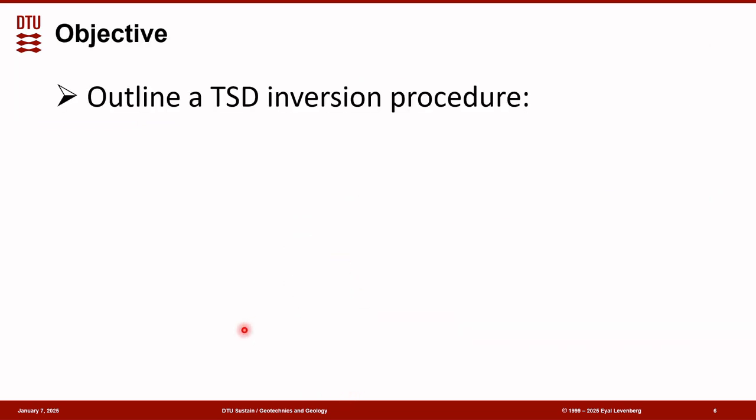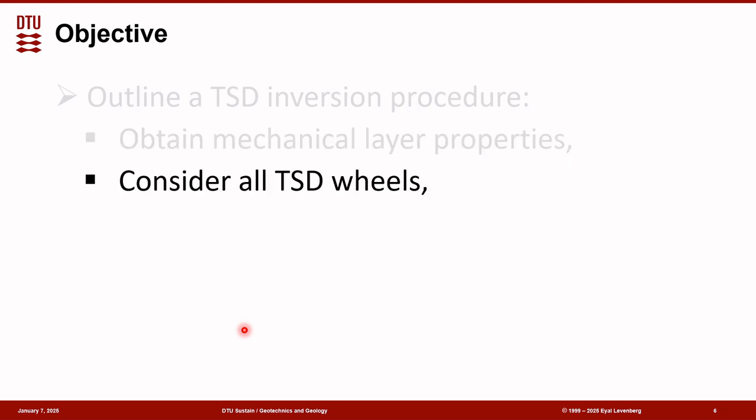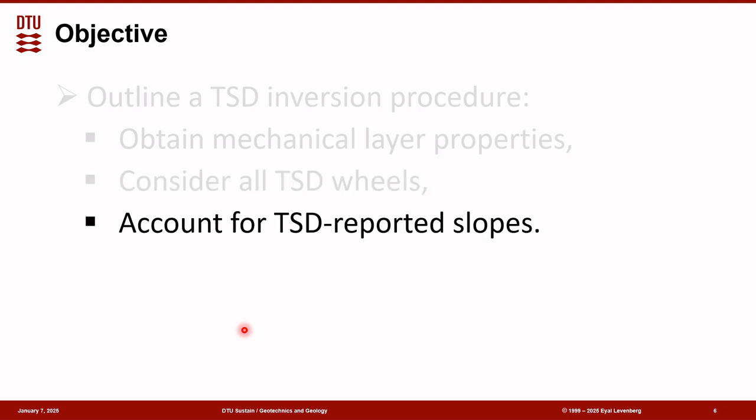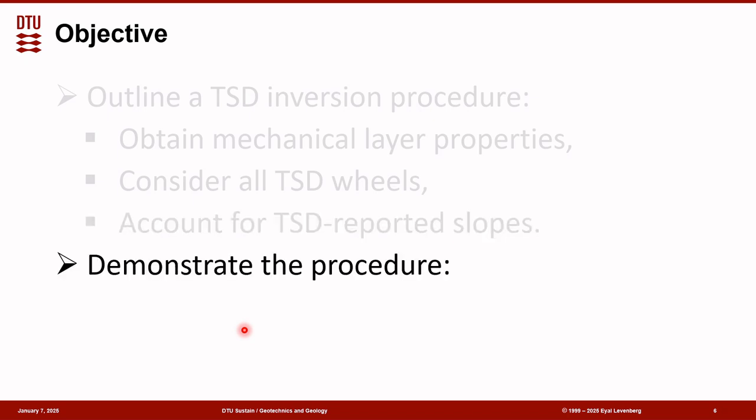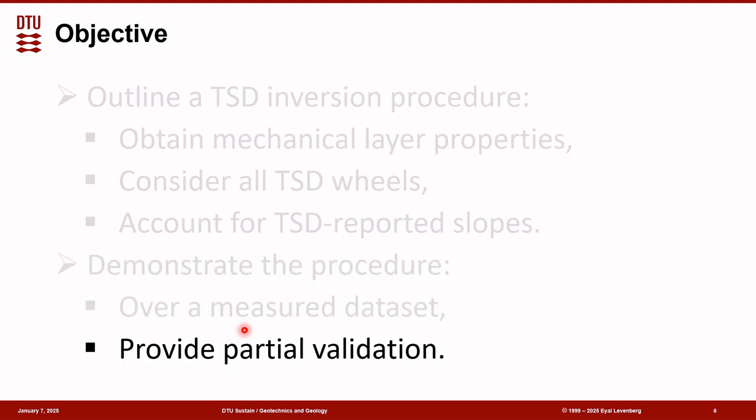So the objective of this work was to outline a TSD inversion procedure and try to obtain mechanical layer properties while considering all TSD wheels, so the entire footprint of the truck, and also account in the analysis for the way that the TSD is reporting slopes. And the second objective is to demonstrate the procedure over a measured data set and provide some partial validation.